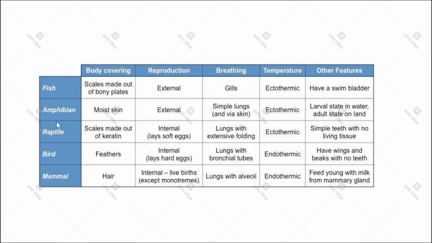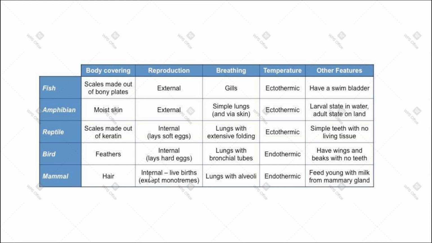Next is the reptile: scales made out of keratin, internal fertilization, lays soft eggs, lungs with extensive folding, ectothermic, simple teeth with no living tissue. Birds, or the class Aves, comprise feathers, internal fertilization, lungs with bronchial tubes, endothermic, they have wings, and beaks with no teeth. Beaks do not comprise teeth, but they comprise a beak.